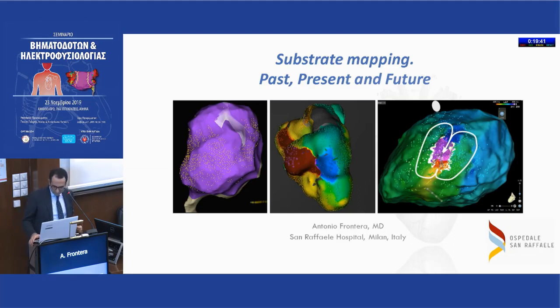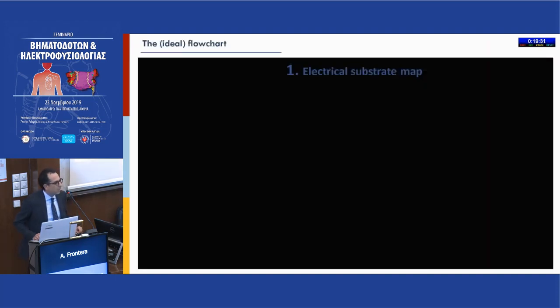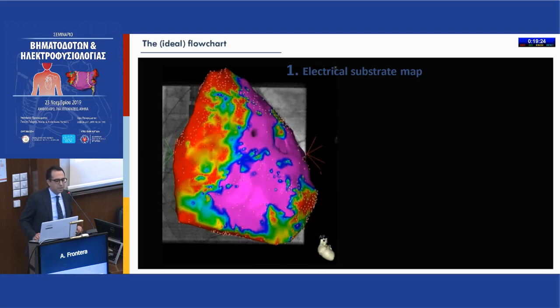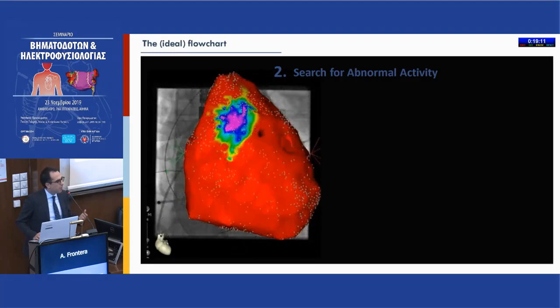So I prepared my talk about substrate mapping because I think it's very important in the context of VT ablation. These are my disclosures. So the ideal flow chart in the setting of VT ablation is first to build up an electrical substrate map. So you want to create the geometry and you want to understand where healthy tissue is from the scar. And then you want to study the abnormal propagation of the arrhythmia. So you want to understand exactly where the slow conduction areas are.